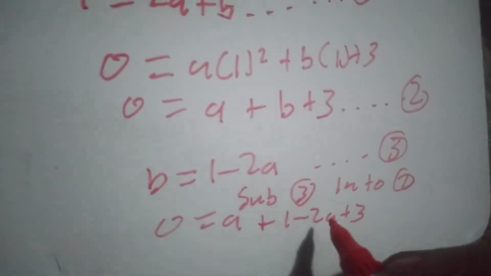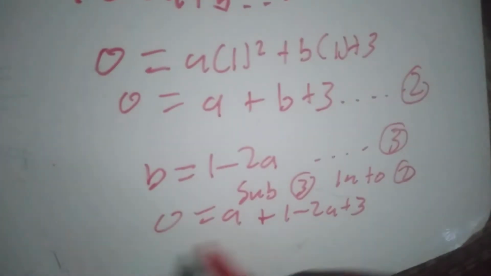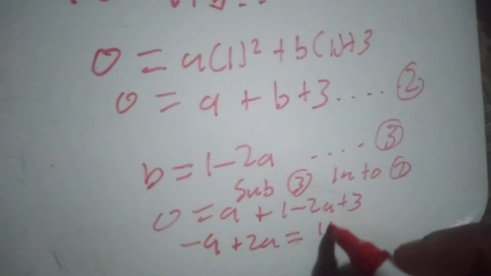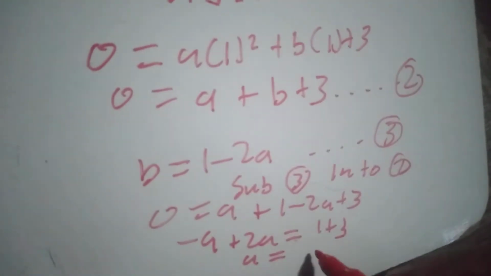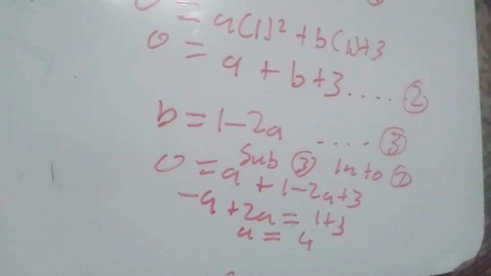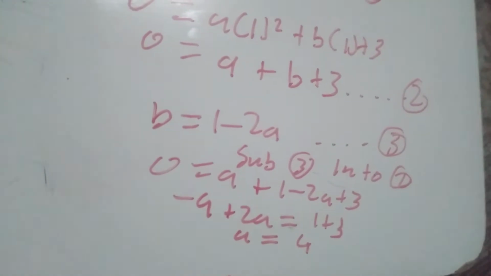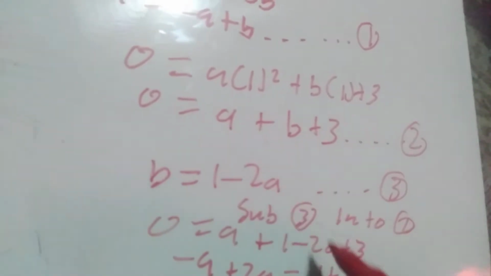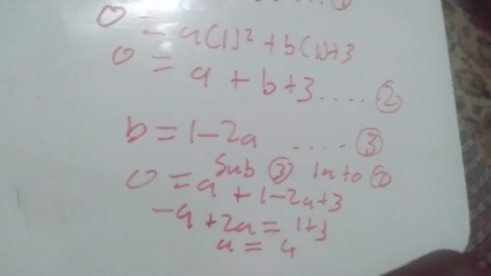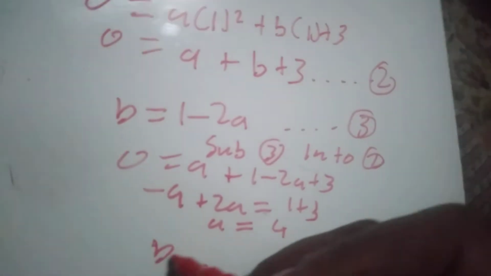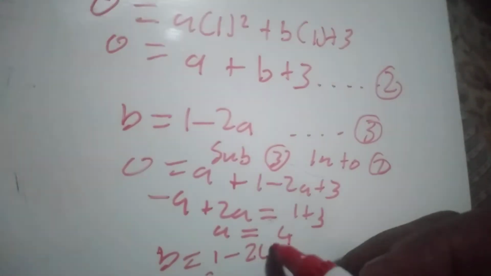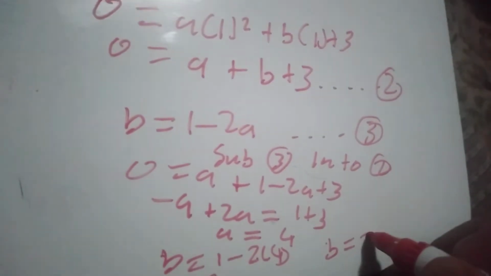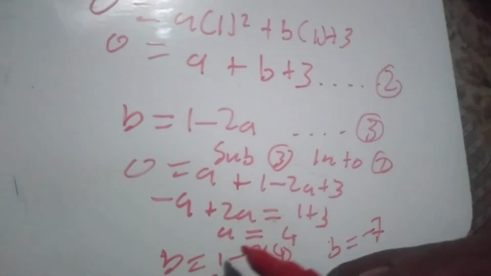And then when we solve, let's take the letters to the other side. So we're going to get negative a plus 2a is equals to 1 plus 3. And this is going to be a is equals to 4. So since we found our a, we can substitute into any one of the three equations to find our b. So the easiest equation to substitute is obviously the manipulated one. So it means that b is equals to 1 minus 2 times 4, which is 1 minus 8, which is going to be b is equals to negative 7. So I found my a and b, which is 4 and negative 7.